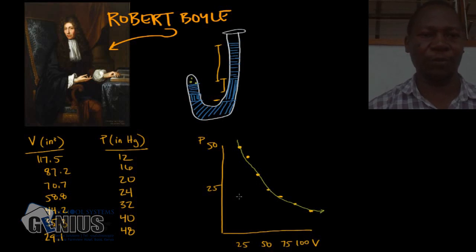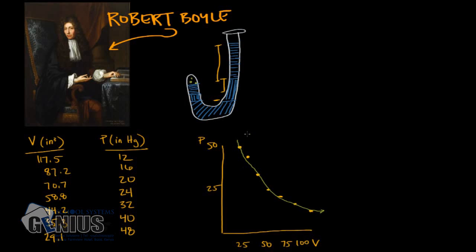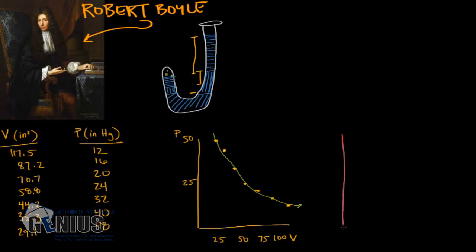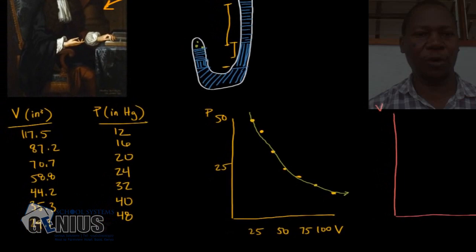So if we graph volume as a function of the inverse of pressure, we get this graph. Of all of our pressures, 1 over 12, the inverse of 12, will be 0.08. 1 over 16, the inverse of 16, will be about 0.0625.